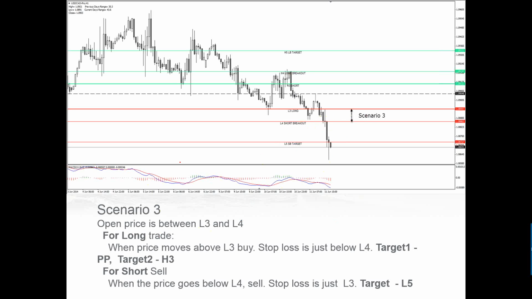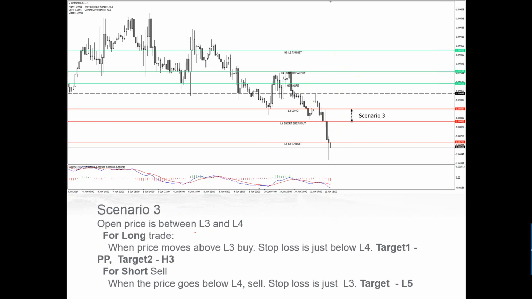Probably a newcomer, Stella, is asking what is L and H. L is initial support, H is initial resistance, okay? So initial support, initial resistance. But it uses different letters because we use it a little bit differently from standard support and resistance levels.